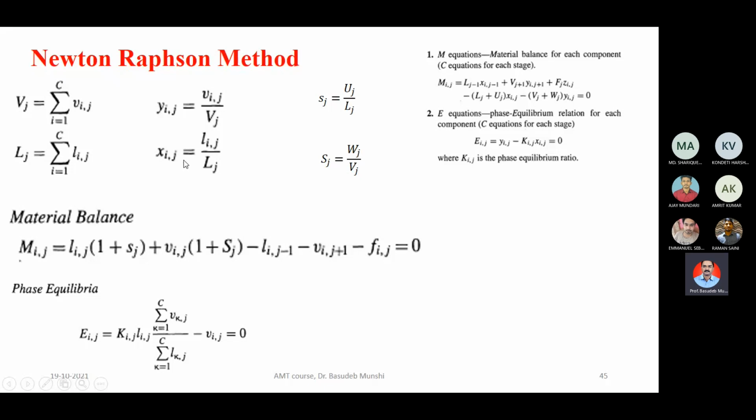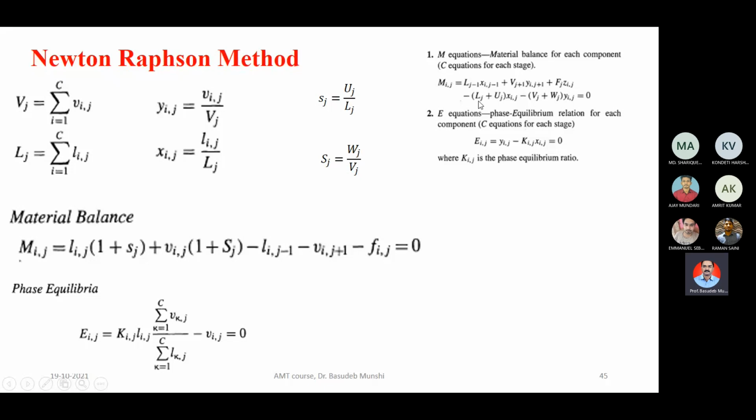Lj minus 1 into Xij minus 1, so this term will be replaced by Lij minus 1. This term will be replaced by small Vij plus 1. This term will be replaced by small Fij. Already I have defined that relation. This is small Fij, and Lj plus Uj is there.